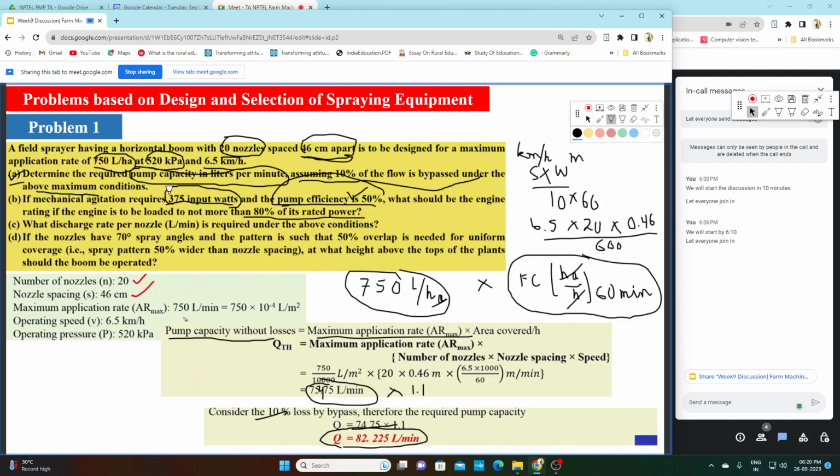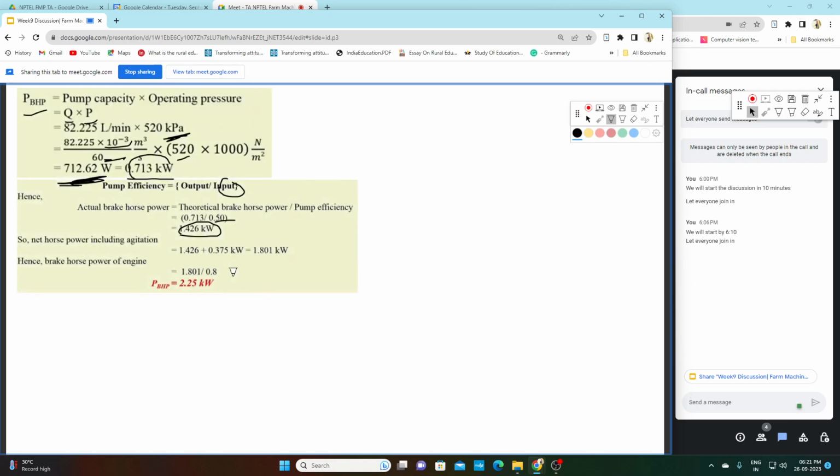Now we are left with these two things: one is mechanical agitation, second is 80% rated power. For mechanical agitation, it has been given that we require 375 watt. So 375 watt is 0.375 kilowatt. This power plus the power for mechanical agitation, we will get a total power, that is 1.801 kilowatt.